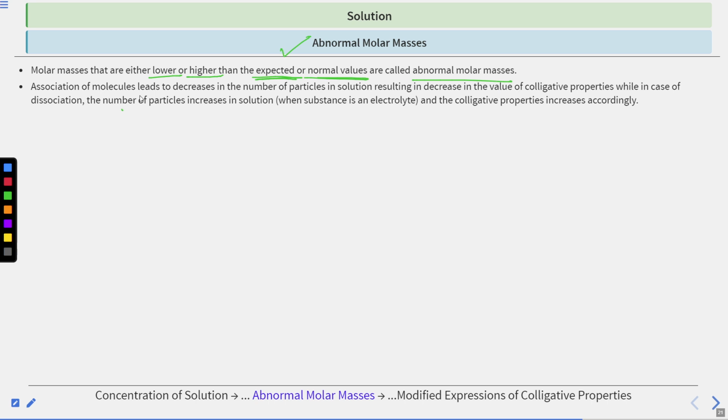Association of molecules leads to a decrease in the number of particles in the solution, resulting in a decrease in the value of colligative properties. Everything is related. So if the molecules get associated, the number of particles in the solution will decrease, and then the value of the colligative property will also decrease. While in the case of dissociation, the number of particles increases because they are dissociating. This happens when the substance is an electrolyte, and in this case the colligative property will increase accordingly.